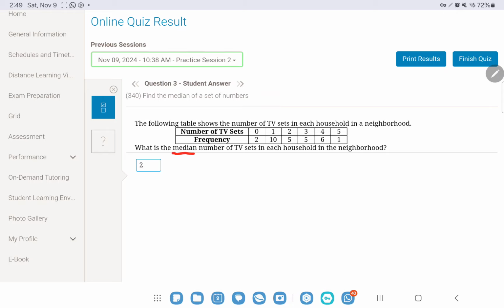Sorry, my bad. So what you do is you add the frequencies up. So 2 plus 10 plus 5 plus 5 plus 6 plus 1. You're gonna get, let me calculate it quickly.